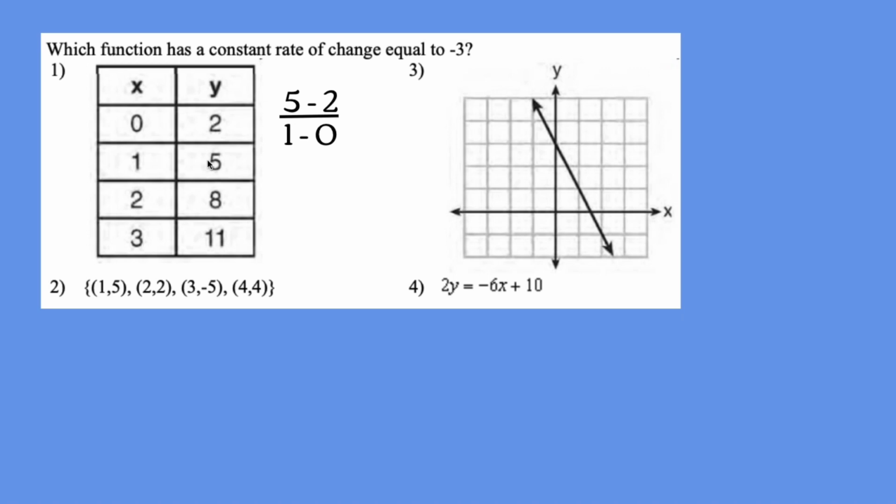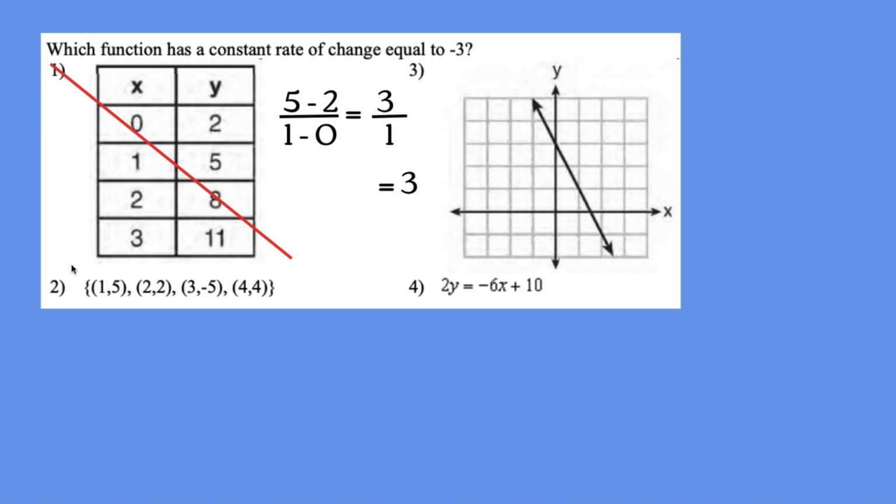So we have our coordinates: 0, 2, and then 1, 5. We're going to plug that into our y2 minus y1 over x2 minus x1 formula. So 5 is y2 minus y1, which is 2. 1 is our x2 minus 0, which is our x1. Then we solve this. 5 minus 2 is 3. 1 minus 0 is 1. So the rate of change for this graph is 3, which we know is not equal to negative 3, so 1 is not our answer.